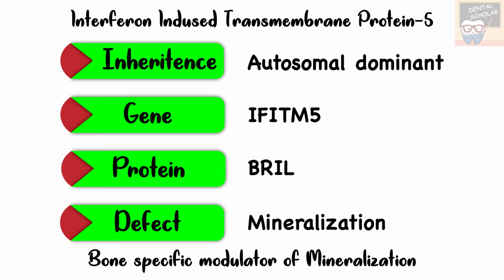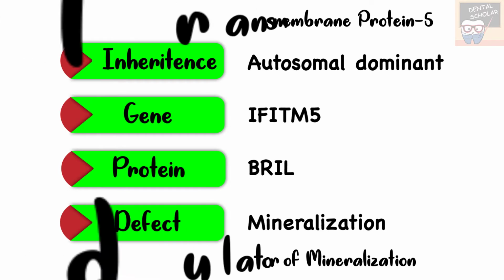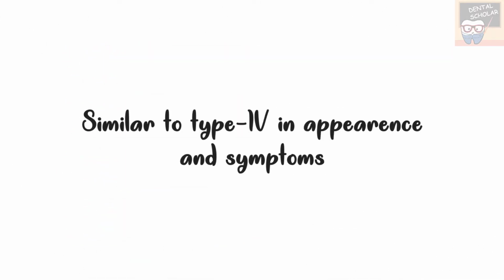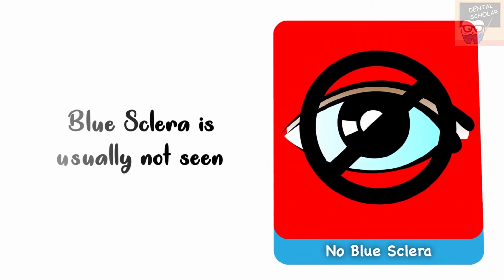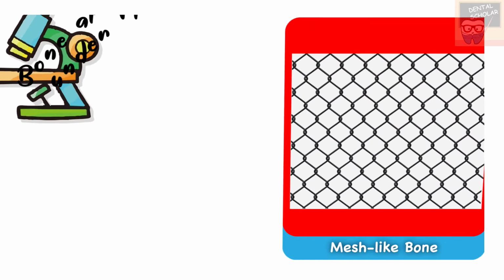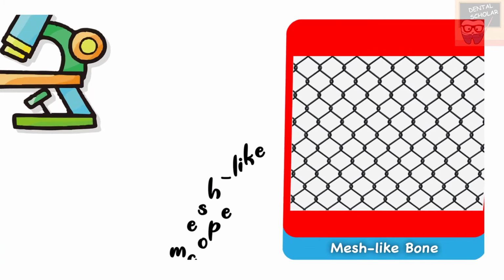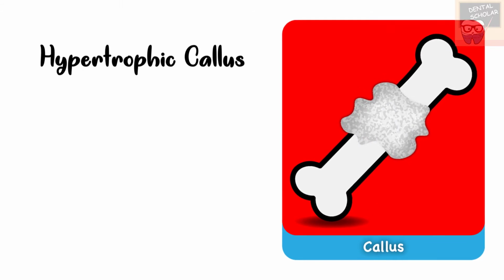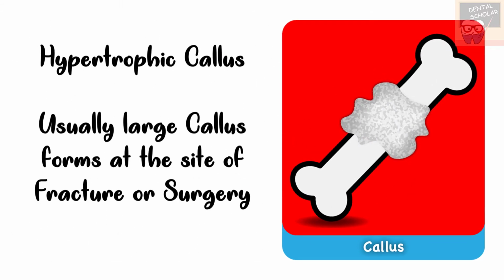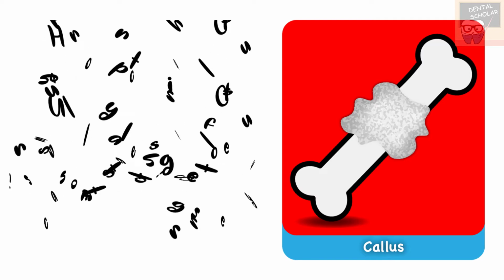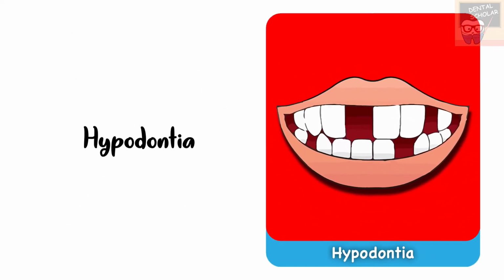So it is responsible for mineralization, and hence the defect would definitely be in mineralization of collagen. It is similar to type 4 in appearance and symptoms. So just like type 4, blue sclera is usually not seen. The bone appears mesh-like under a microscope, and hypertrophic callus, that is large callus, forms at the site of fracture or at the site of surgery. Also, hypodontia would be seen in this type of osteogenesis imperfecta.